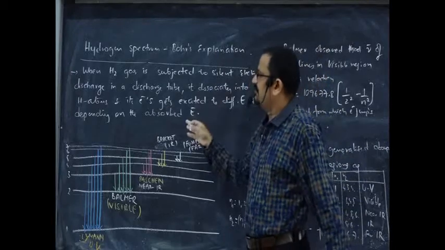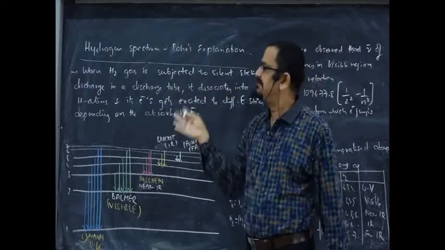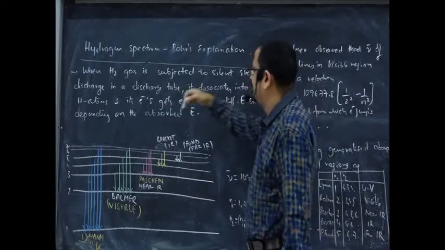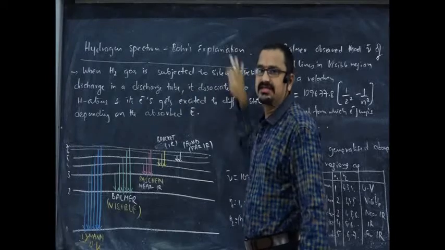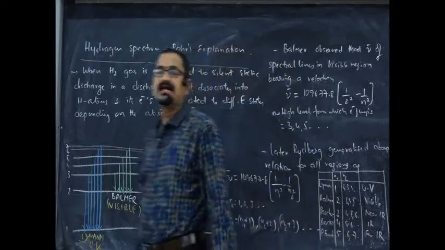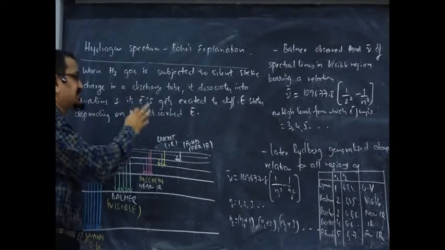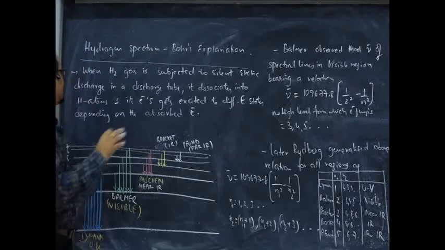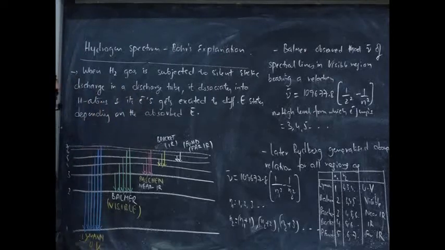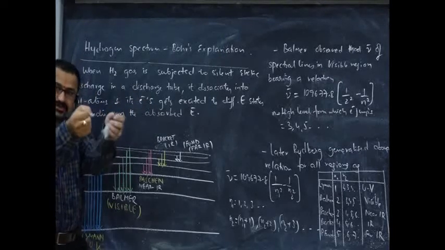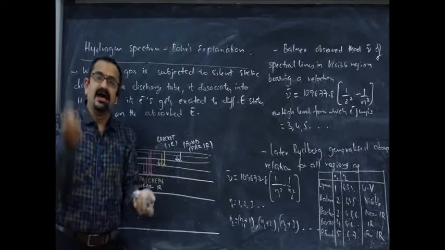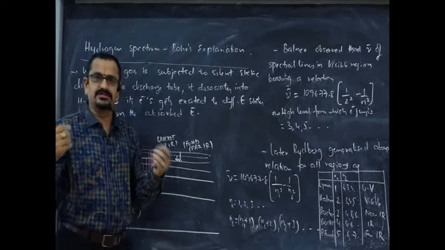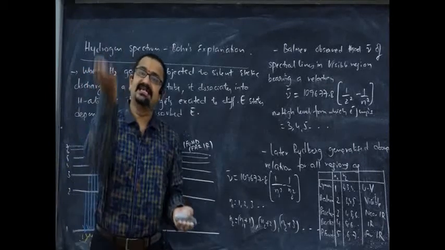Actually, we have to discuss the hydrogen spectrum slightly before Bohr's theory. Again, the same points I have to discuss. That's why I am discussing this along with Bohr's explanation. When hydrogen gas is subjected to silent electric discharge in a discharge tube, the H2 molecule dissociates into hydrogen atoms, and the electrons in each hydrogen atom absorb energy in different forms of available energy and show excitation.